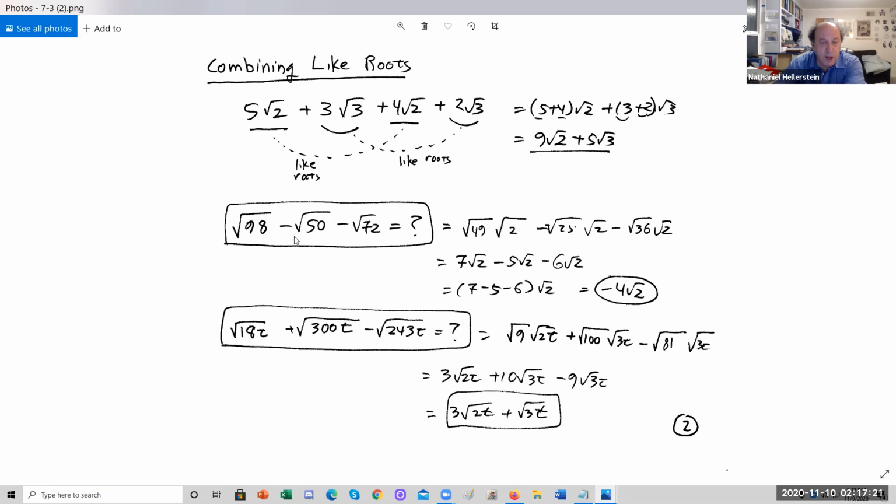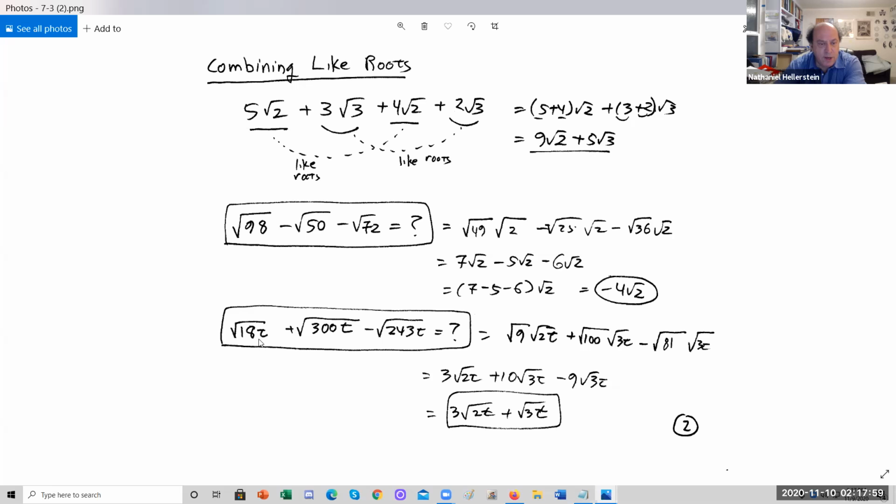Now here we have root 98 minus root 50 minus root 72. The thing is to first simplify all these roots and see which ones are like. 98 is 49 times 2, so root 49 root 2. 50 is 25 times 2, so root 25 root 2. And 72 is 36 times 2, root 36 root 2. Root 49 is 7, root 25 is 5, root 36 is 6. So 7 root 2 minus 5 root 2 minus 6 root 2. That's 7 minus 5 minus 6 all times root 2, which comes out to negative 4 root 2.